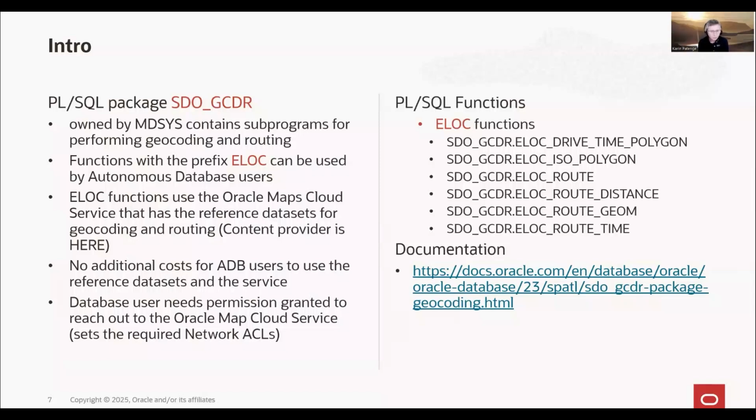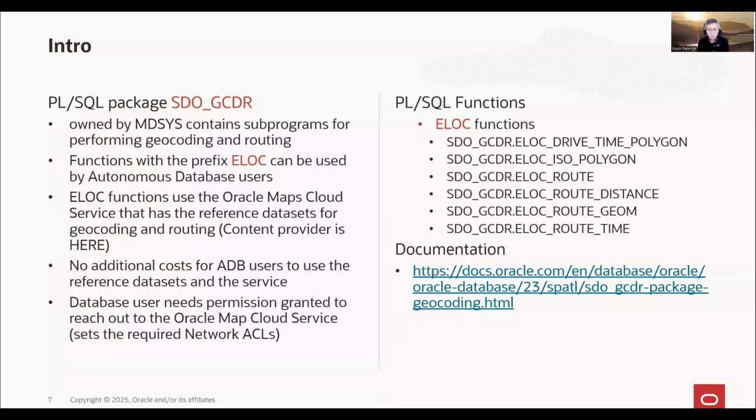In order to be able to use that package to execute the functions, the database user using the functions needs to have specific permissions granted. I'm going to show you how you can set those permissions. These permissions are required to be set underneath the access control list that the networks are attached to, so that the database can talk to the Oracle Maps Cloud Service.